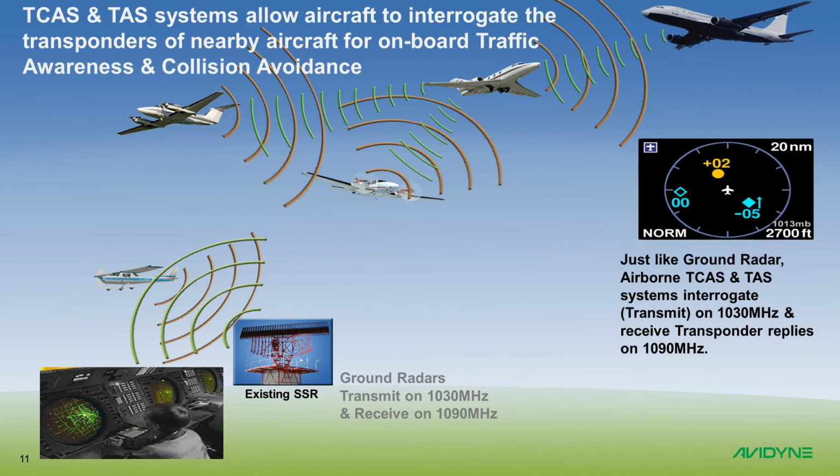Now, there are also TCAS systems out in the world and traffic advisory systems that basically act like a ground-based radar in the air. They transmit out interrogation pulses on the 1030 megahertz frequency. All the other transponders nearby get that interrogation pulse, and then they reply back to the TCAS and say, yep, here I am on 1090. So the TCAS takes in all those replies, and then it puts up a screen showing all the nearby traffic for each of those systems.